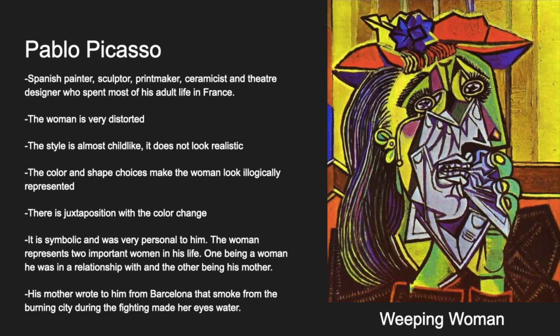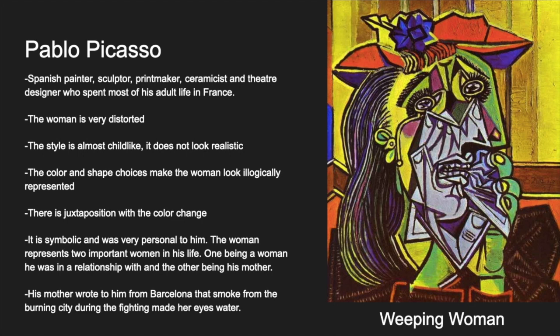Pablo Picasso. He was a Spanish painter, sculptor, printmaker, ceramicist, and theater designer who spent most of his adult life in France. The woman that he was depicting here in his artwork, Weeping Woman, was very distorted. Her features did not look realistic at all.